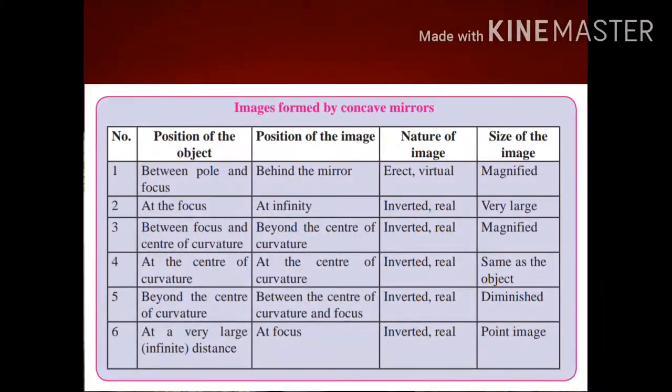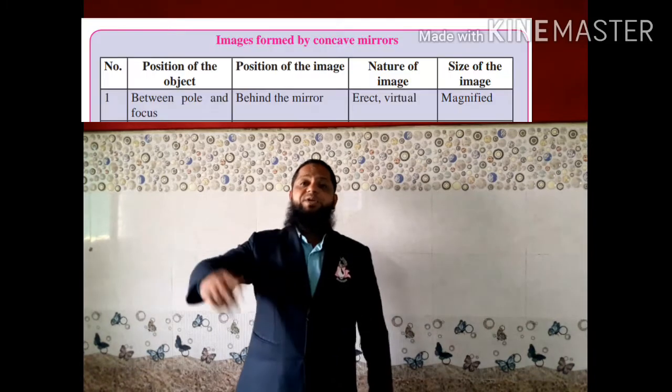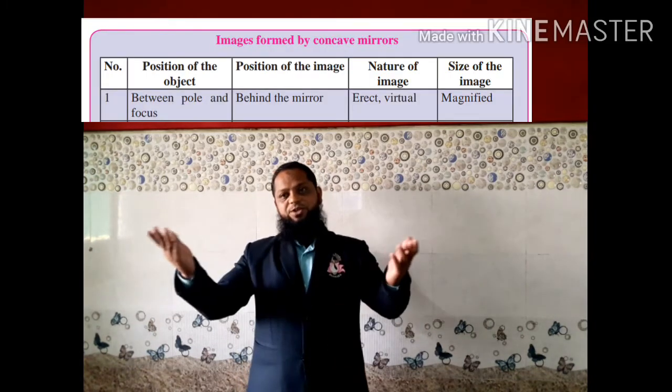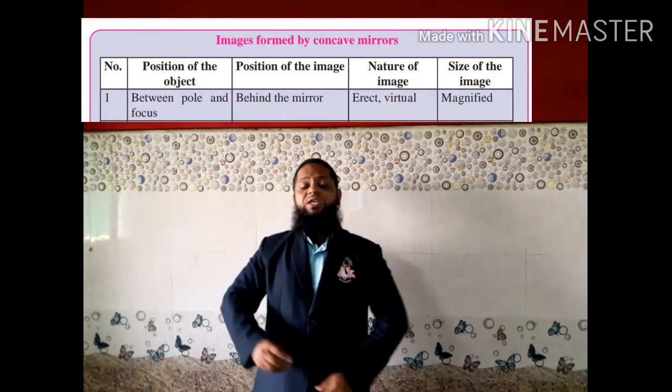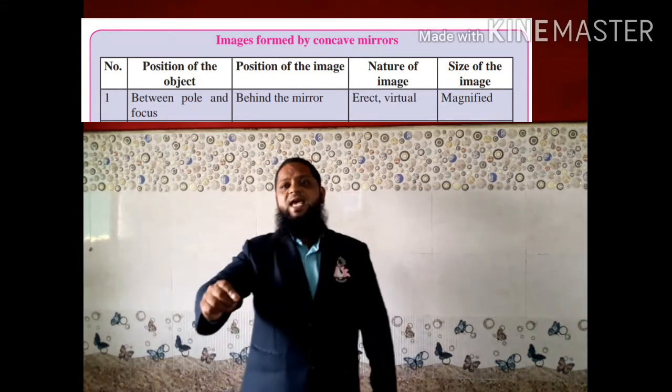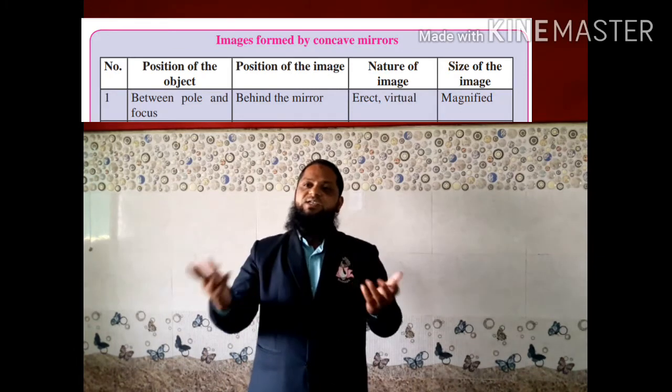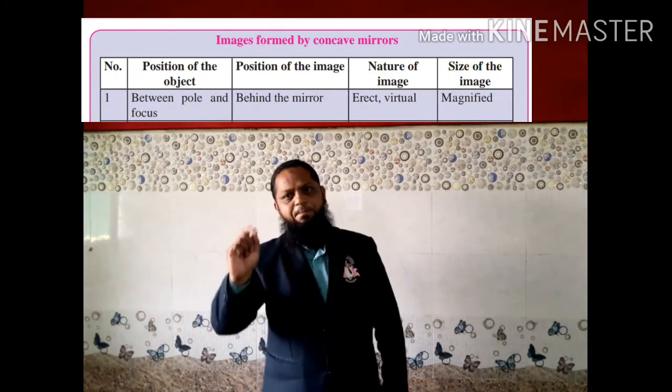The position and type of the image produced by a concave mirror when an object is placed at different distances from it is shown in the table. If we place the object between pole and focus, then the position of the image is behind the mirror. Then what will be the nature of the image? Yes, the image will be erect and virtual. Then what is the size of the image? The image will be magnified.